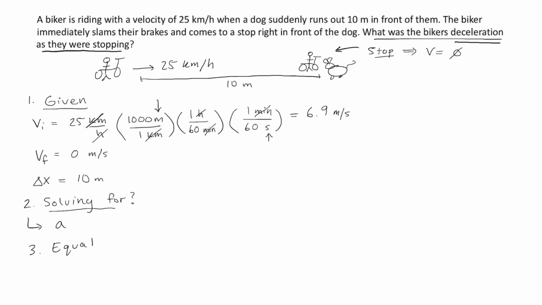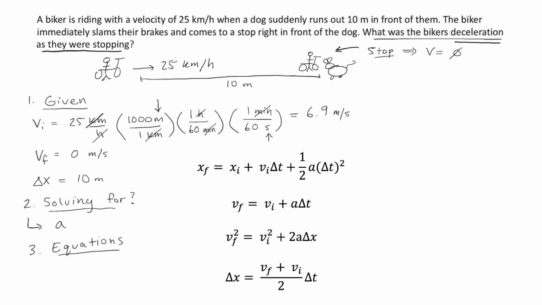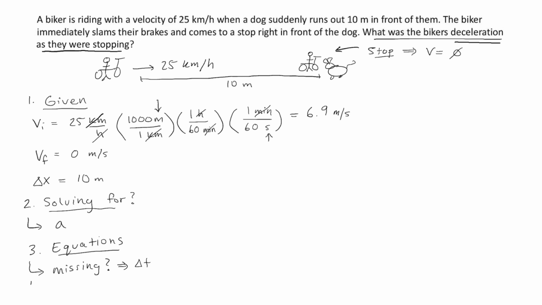Now let's take a look at our kinematic equations to choose which one we should use. The way you can choose what kinematic equation to use is by looking at what variables you are missing. We are missing delta t, the time it takes for the biker to come to a stop. When you look at our kinematic equations, you can see that 3 out of the 4 kinematic equations include delta t, so we can't use those. We need to use this kinematic equation because it is missing delta t. This kinematic equation says that Vf squared is equal to Vi squared plus 2a delta x.